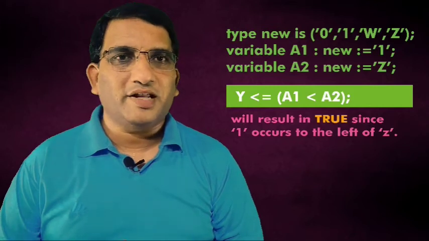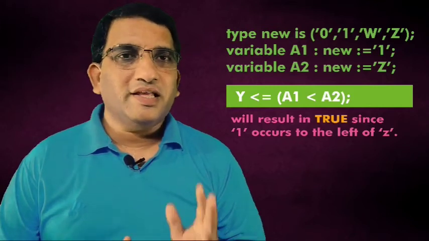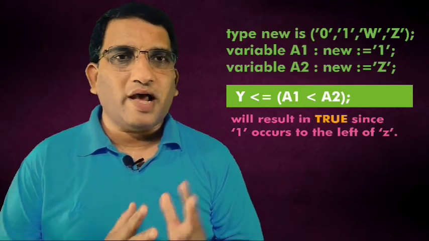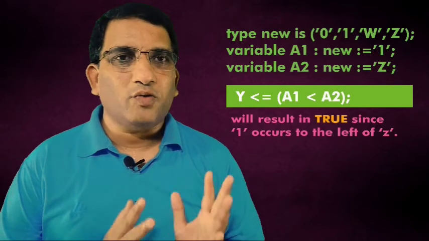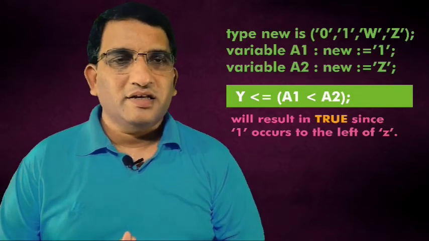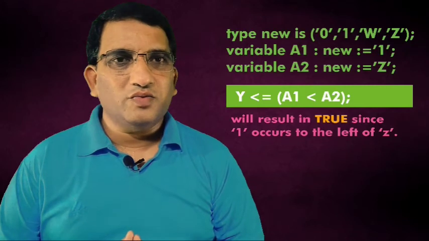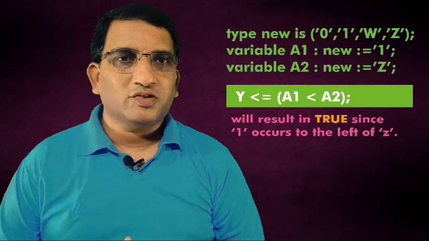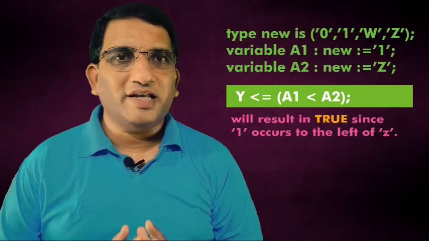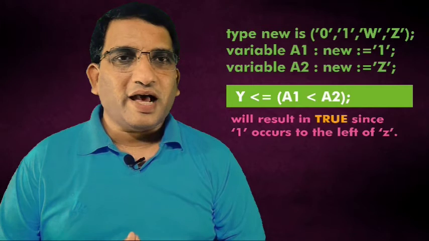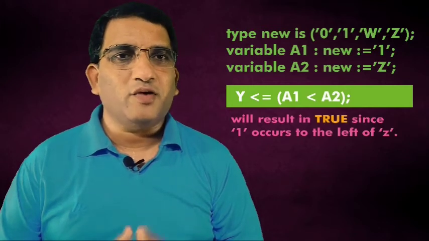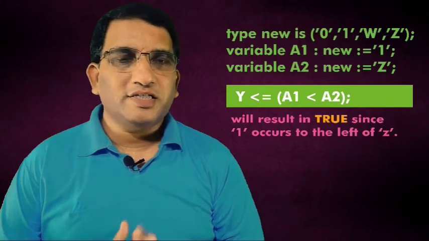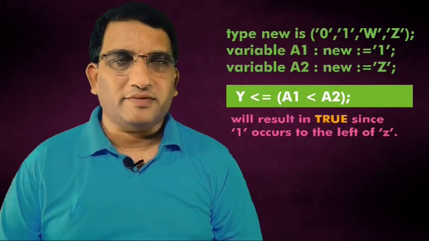Name to this data type I will declare as new. Type is the keyword, and inside this new data type, the values I have to include I put in the round brackets. So the first value is 0, the second value is 1, the third value is W, and the fourth value is Z. All these 4 values are from std_logic. But I have specified my new data type. I have declared my new data type which consists of only 4 values: 0, 1, W and Z.